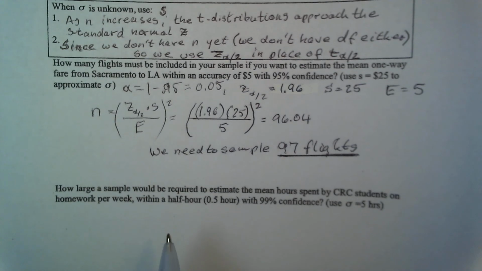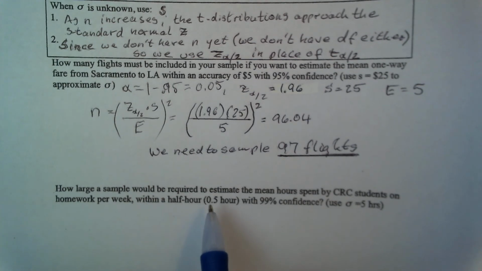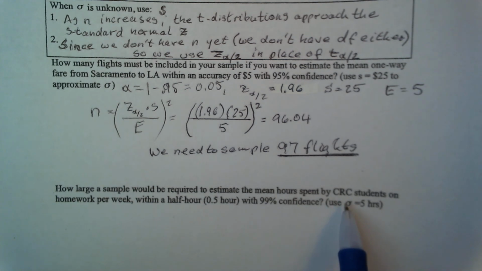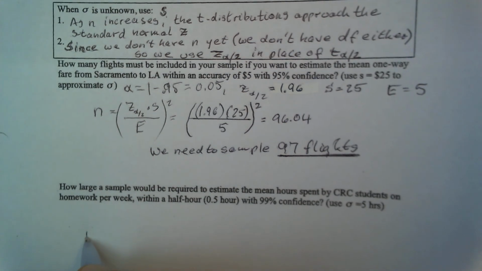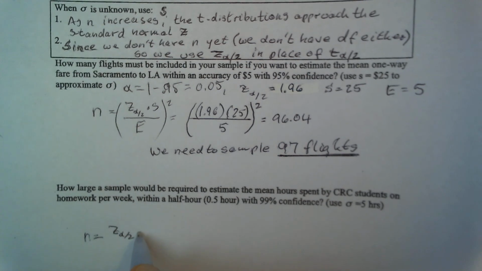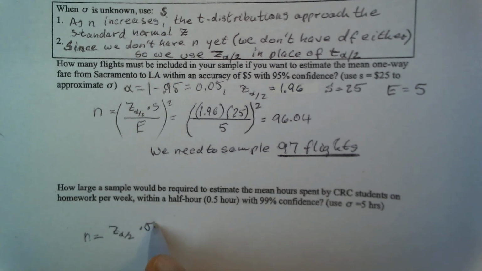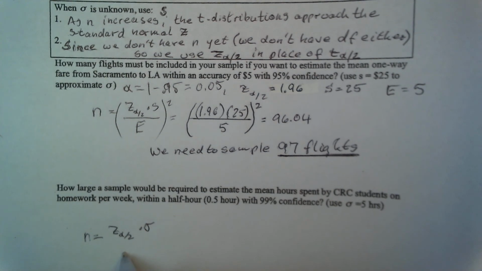Let's look at the next example. How large a sample would be required to estimate the mean hours spent by CRC students on homework per week within half an hour with 99% confidence? Here we're supposed to use the standard deviation of the population as 5 hours. As before, n is equal to z sub alpha divided by 2. In this case we use sigma divided by E, the margin of error, the whole quantity squared.